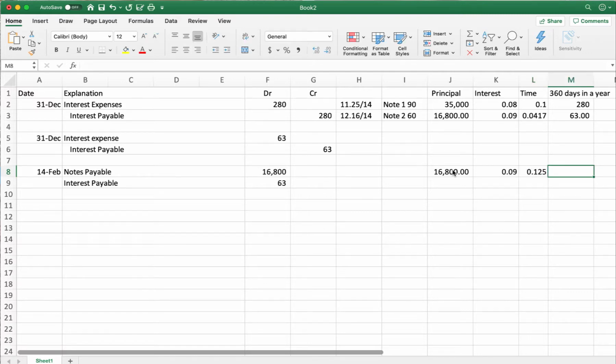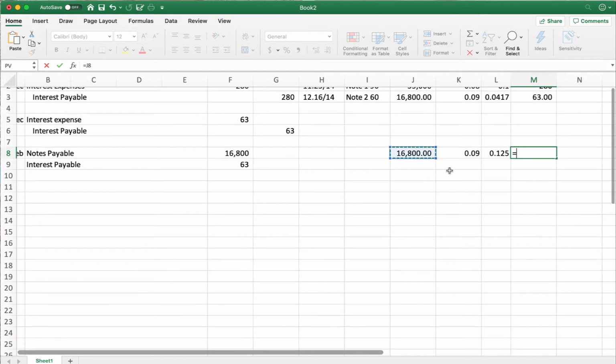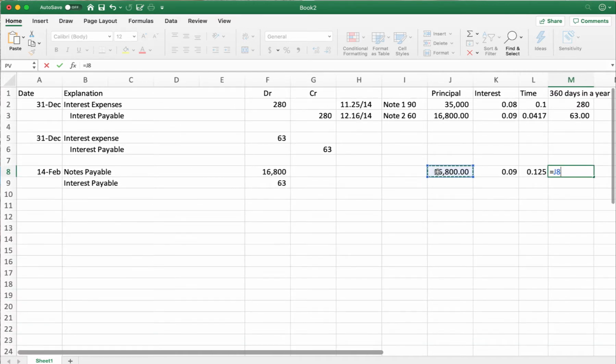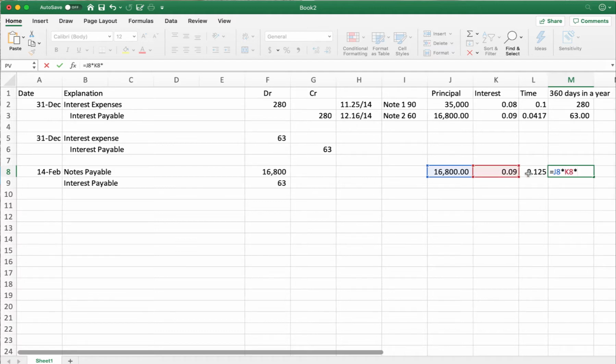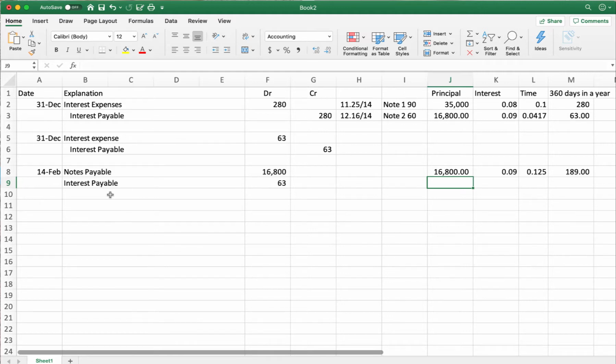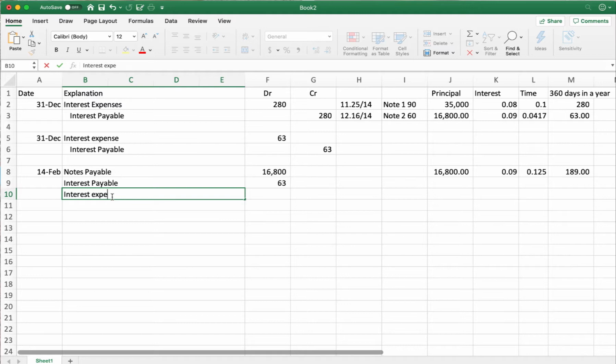360. To figure out the interest expense for the 2015 time, I multiply my principal times my interest times my time. I get $189. So my interest expense that was incurred during 2015 alone is $189.